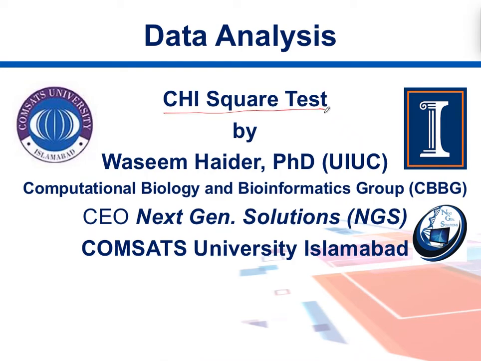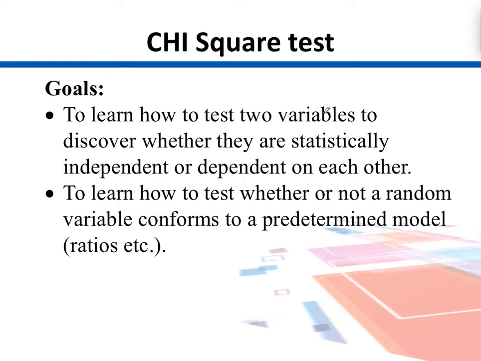Chi-square test. The goals: we want to learn how to test two variables to discover whether they are statistically independent or dependent on each other, and we want to learn how to test whether or not a random variable conforms to a predetermined model, ratios, etc.